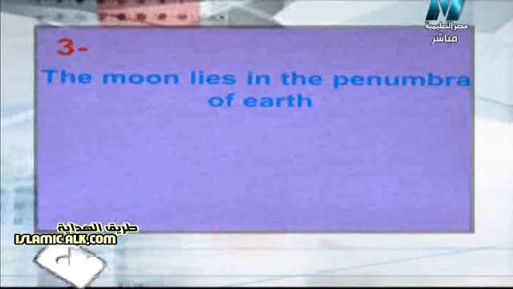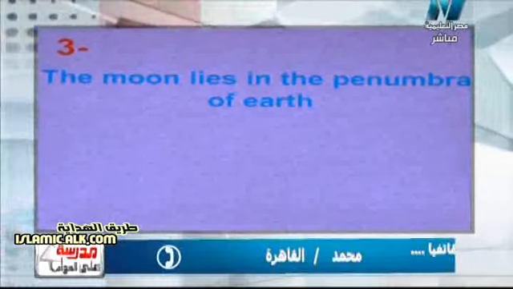So another question for you, Muhammad. The question says, what happened also when the moon lies in the penumbra area of the earth? You will see the question now on the monitor. Yeah, a partial lunar eclipse will occur. It will cause a partial lunar eclipse.